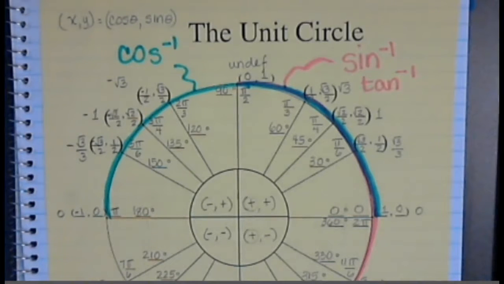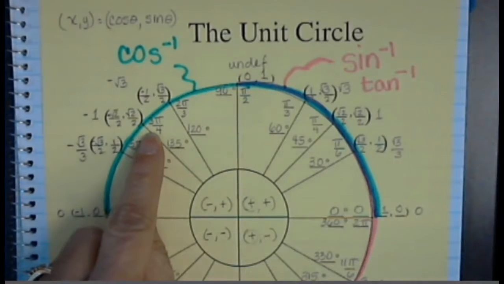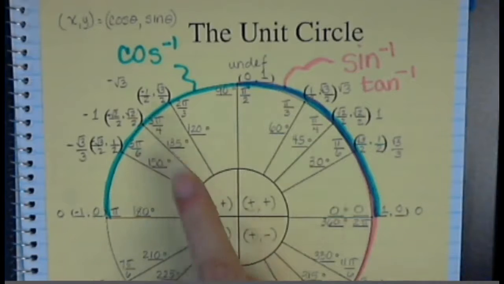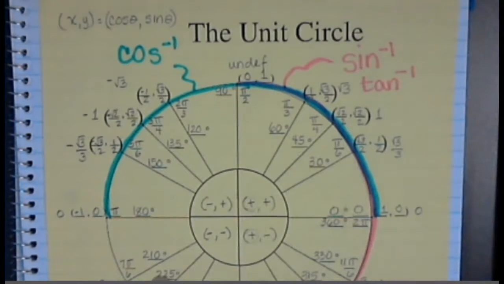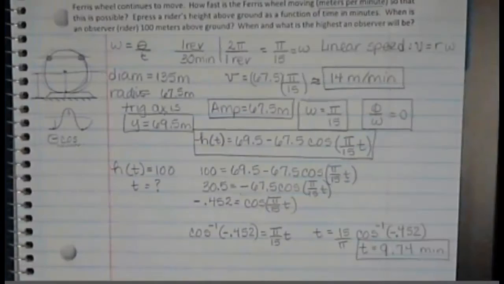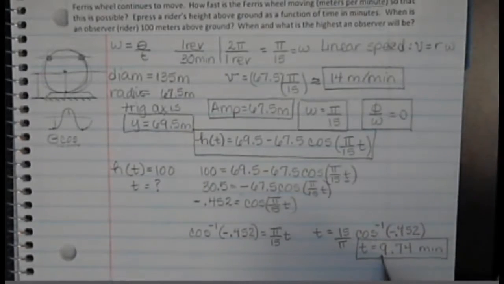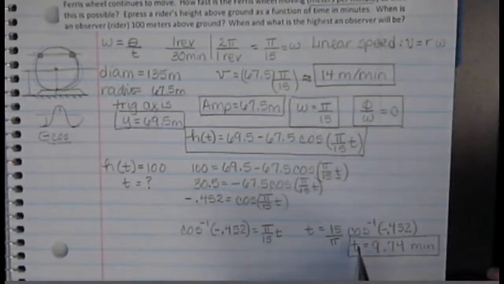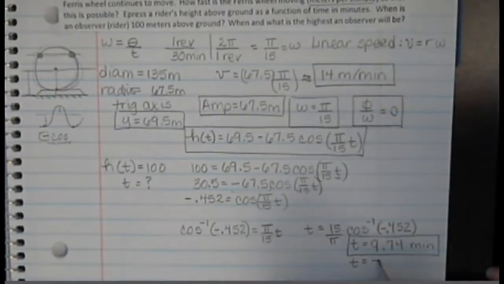So when we did ours, we only found one answer, but notice we can find the other one by finding the angle on this side. So it's actually plus this part and then the negative of that. So what does that mean to us? It means that when we found t is equal to 9.74, the other t is actually a negative 9.74.